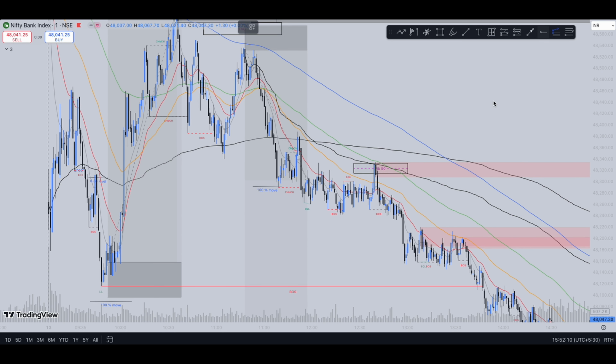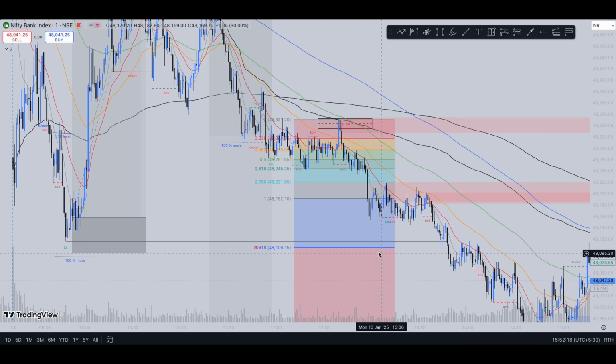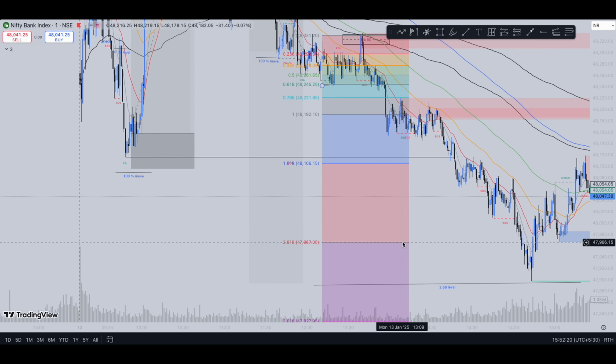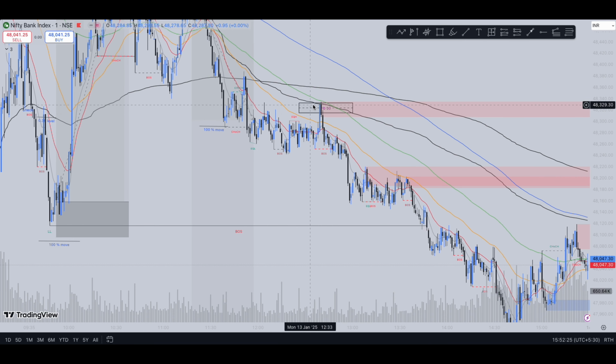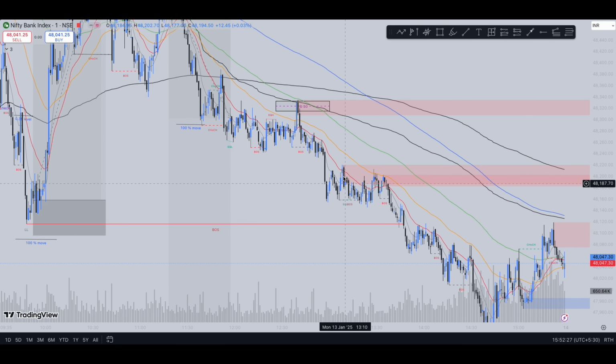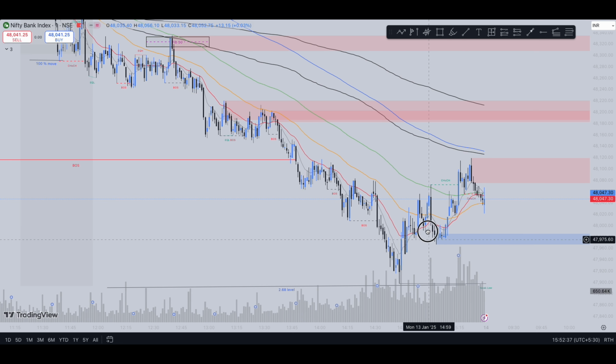And if you try to plot the fib extension levels, keeping the anchor here, and here, you could have targeted the 100% level or 1.68 level or the 2.618 level. This is another good setup, guys. And here you can see it broke structure but couldn't cross the 50 moving average and further continued selling downwards, and it continued all the way till here.